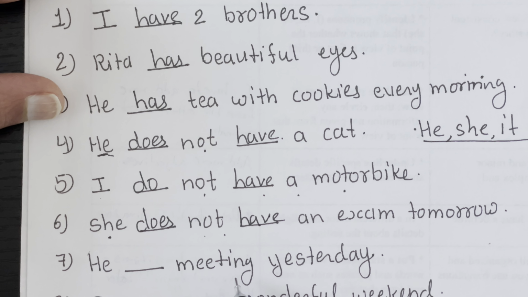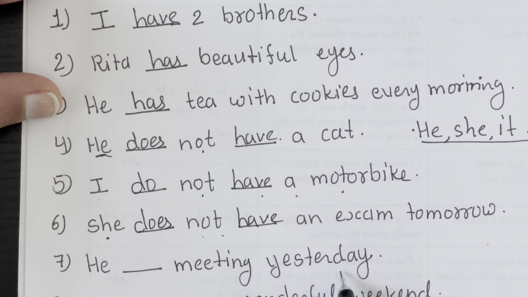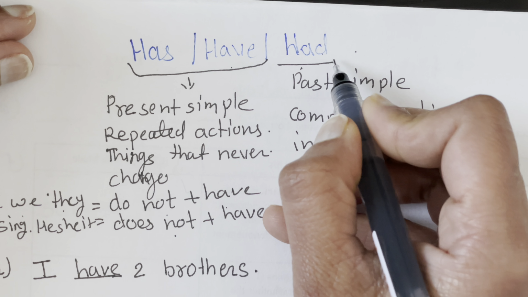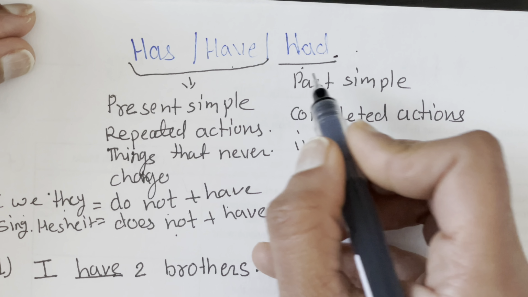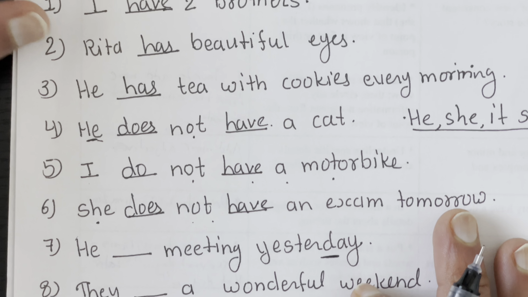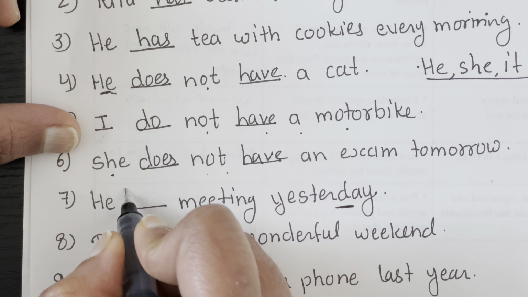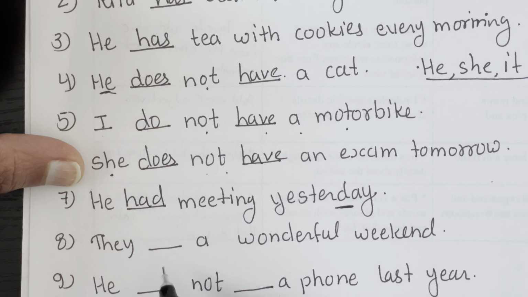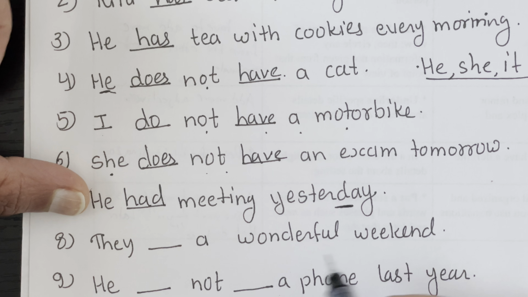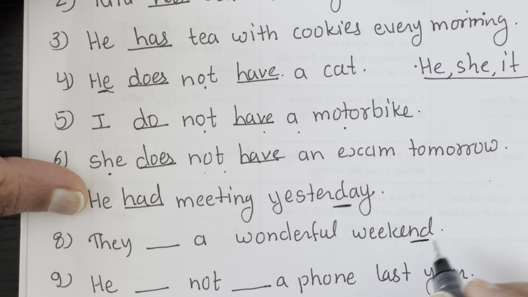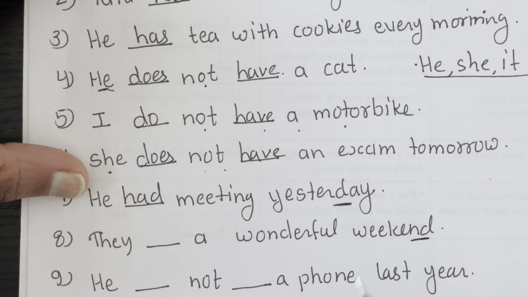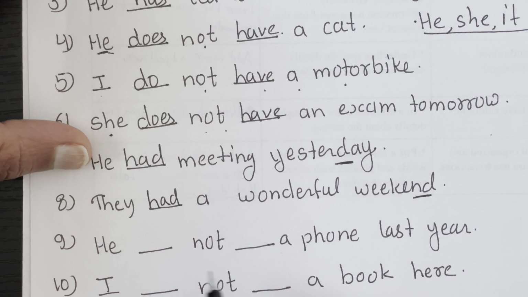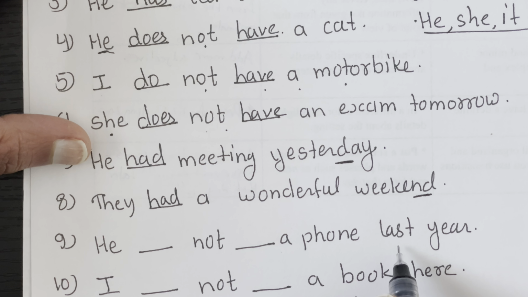He blank meeting yesterday. It is past, so we will use the past simple form. So the past simple is had. So he had a meeting yesterday. They blank a wonderful weekend. It's already happened in the past. Okay, so they had.